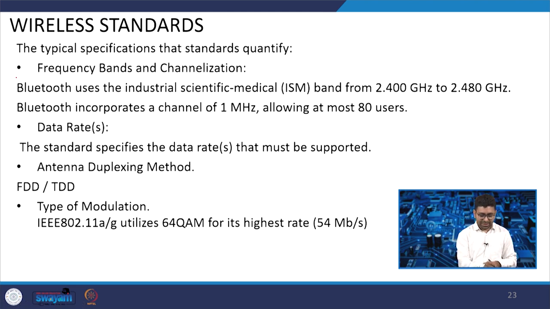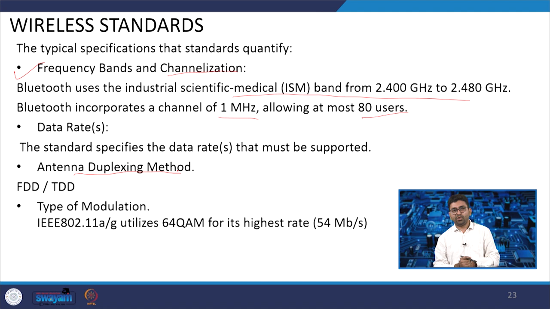One of the things that you will directly get from the wireless standard is the frequency band and channelization, how various channels will be there. For example, Bluetooth is using the ISM band 2.4 to 2.48 gigahertz, and it has a channel of 1 megahertz, so more than 80 users can be accommodated. The data rate is also given. Bandwidth is also given. What duplexing method you should use is also provided in the standards.